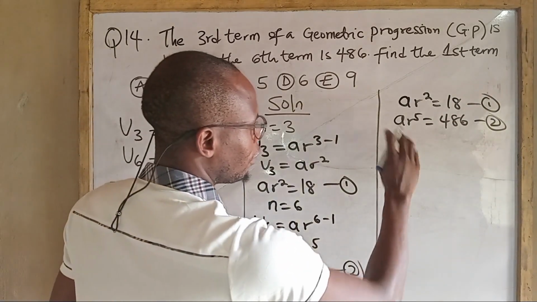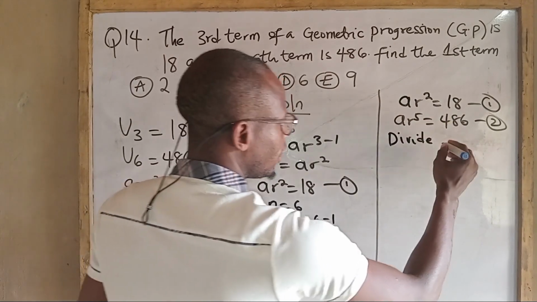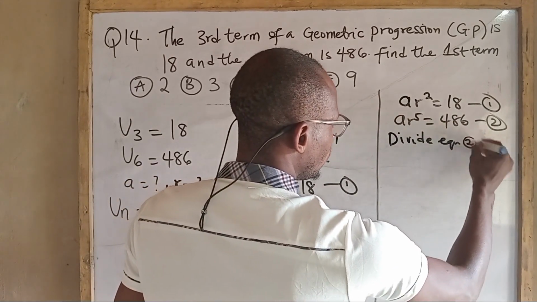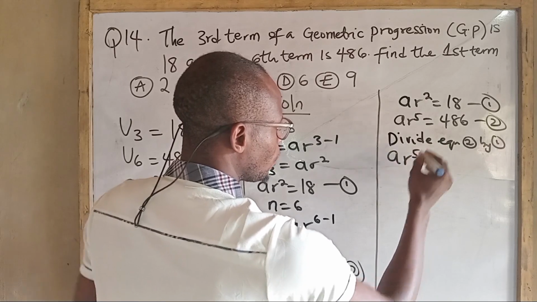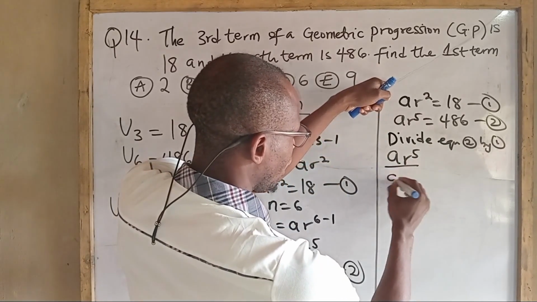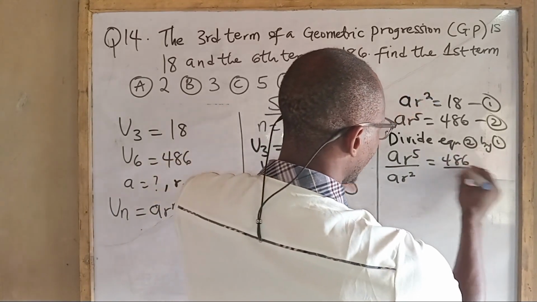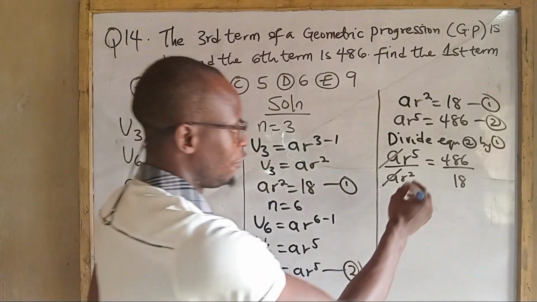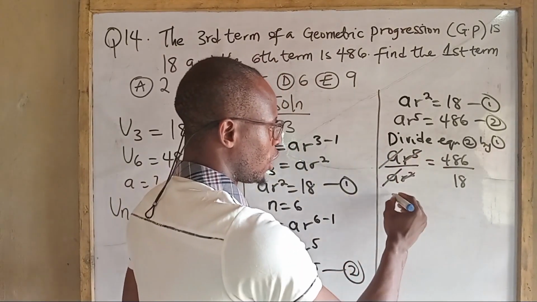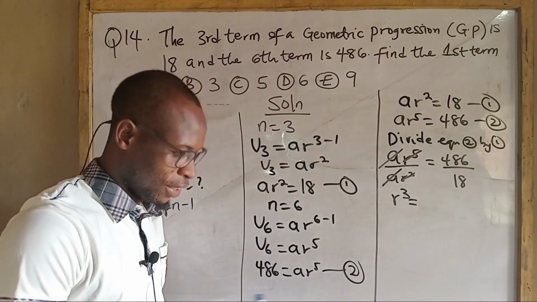So we can say now, from this expression, we can divide equation 2 by 1. That means I will have a r raised to power 5 divided by a r raised to power 2 equals 486 divided by 18. Of course, a will cancel out a. And r to the power 5 over r squared, you are left with r cubed. So let me evaluate this in the calculator. 486 divided by 18.